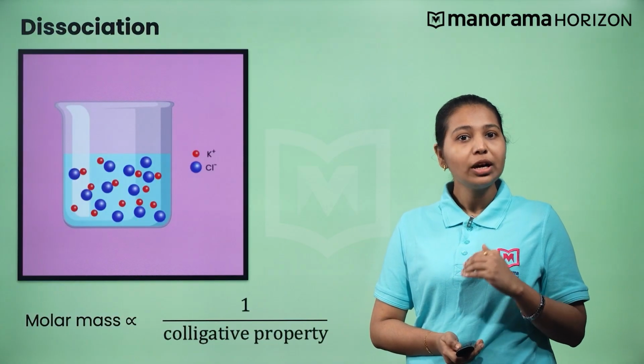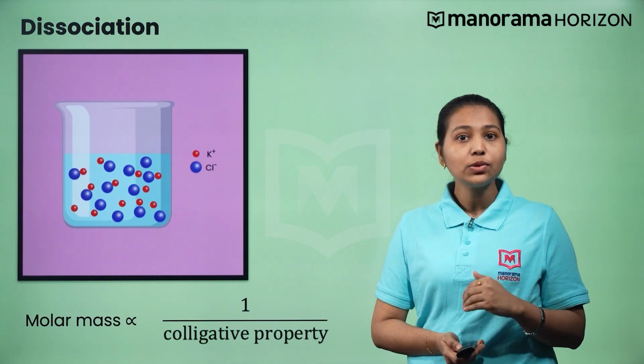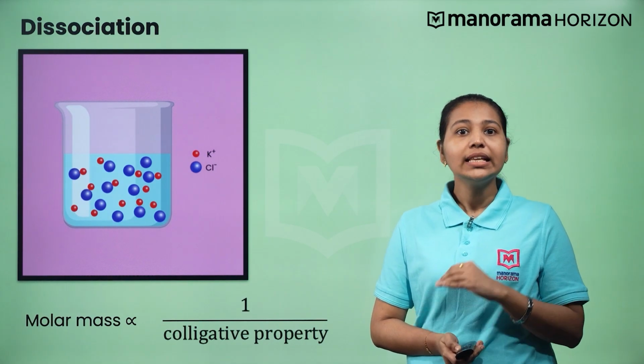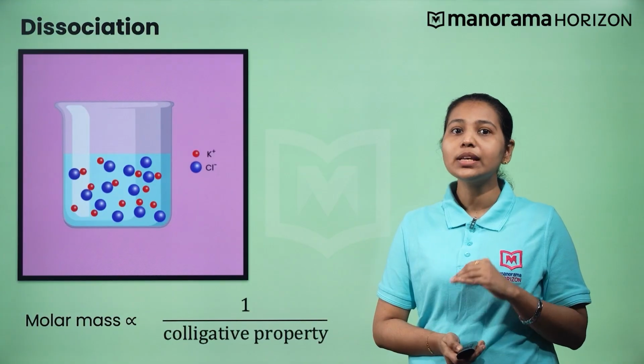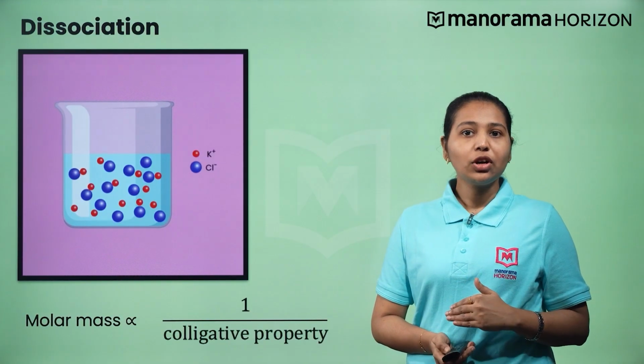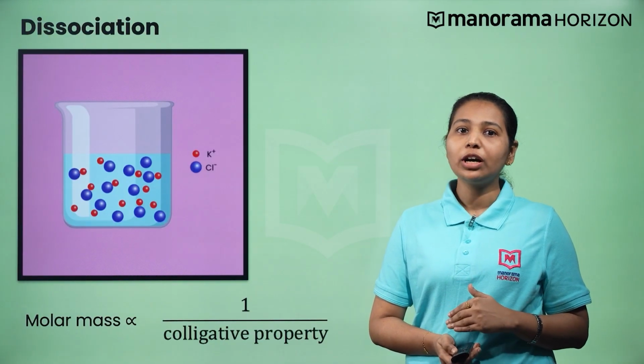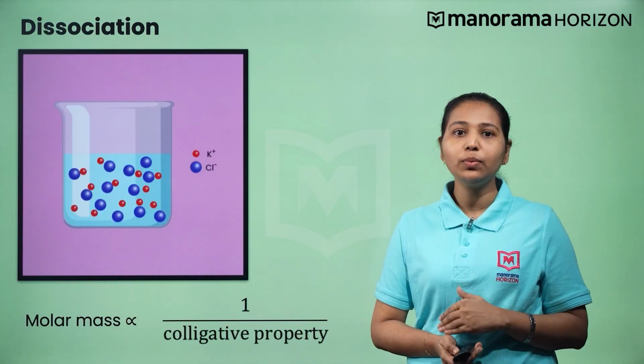Further, as molar mass is inversely related to colligative property, when there is dissociation of solute into ions, the experimentally determined molar mass will always be lower than the true value. For potassium chloride, as the number of particles becomes double, the experimental molar mass will be half the expected value.